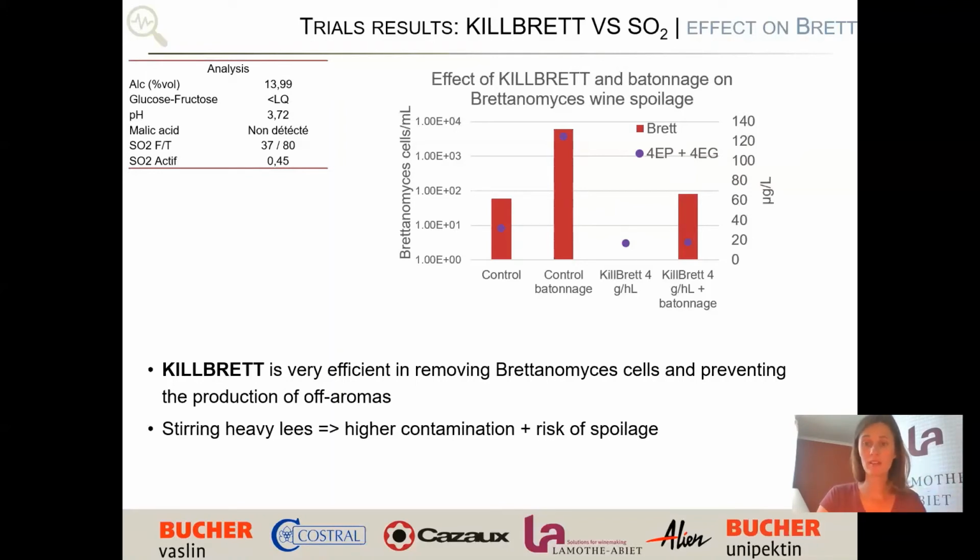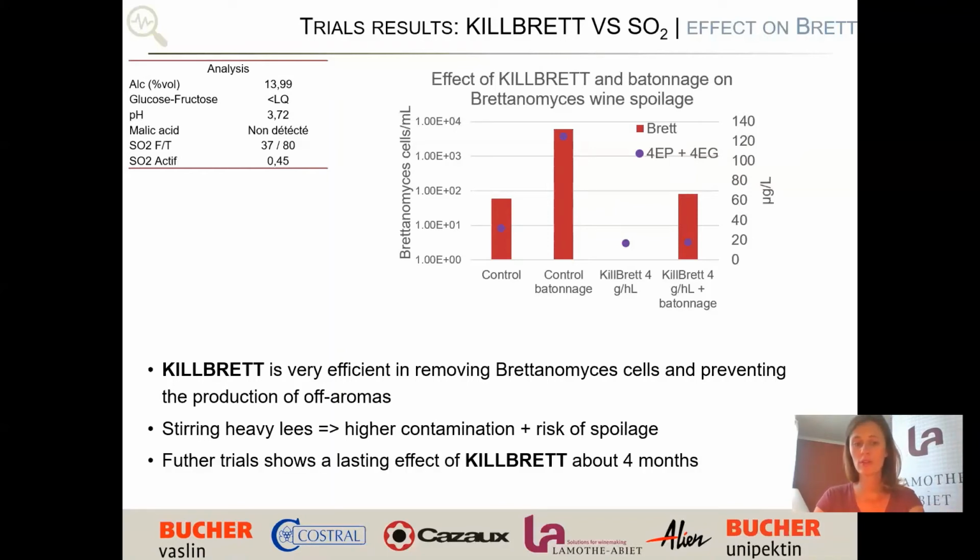Okay, stirring the lees is not a good option because you increase the risk of contamination. And also, we have further trials that actually show that this effect is lasting for at least 4 months.